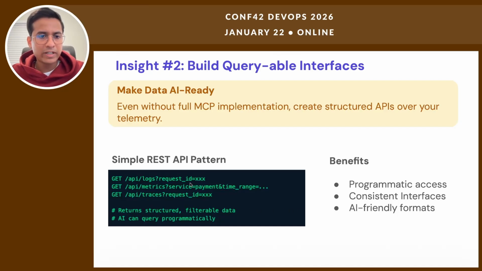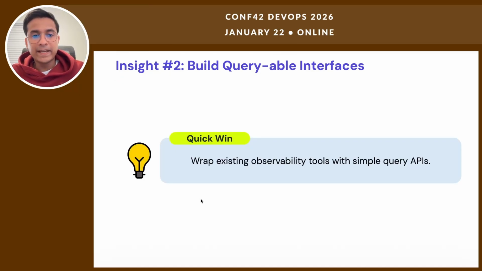And here I've provided some simple REST API patterns for the payment service which we used as an example. So the quick win from here is to wrap existing observability tools with simple query APIs, as we spoke about, so that filtering and querying that data becomes easier.